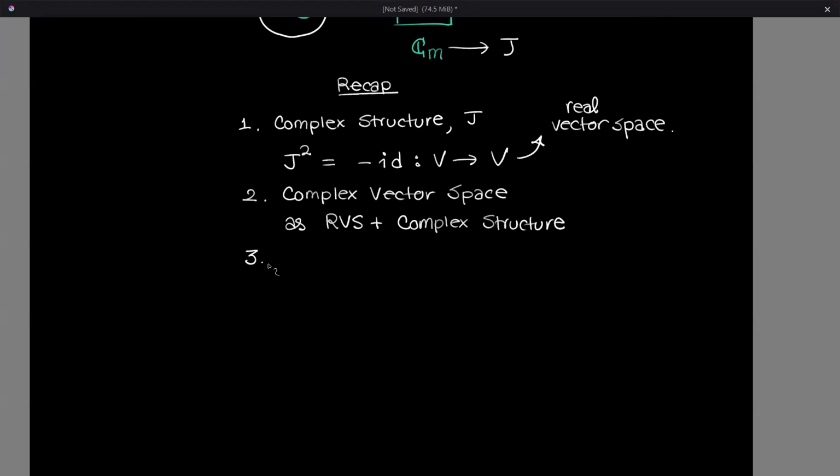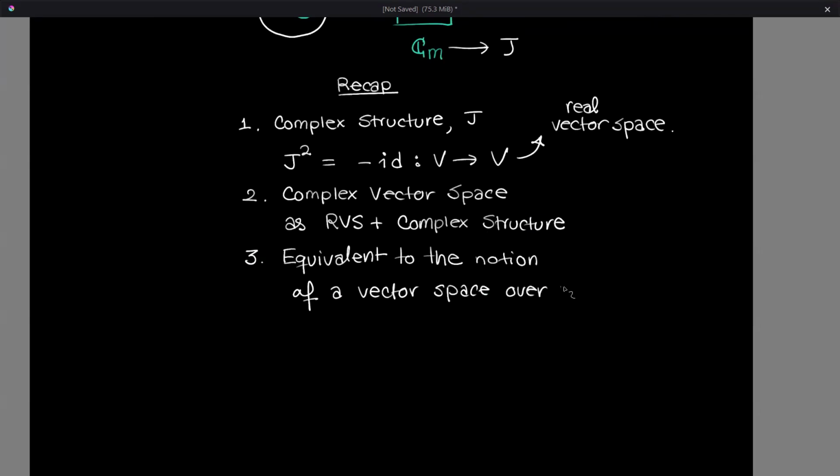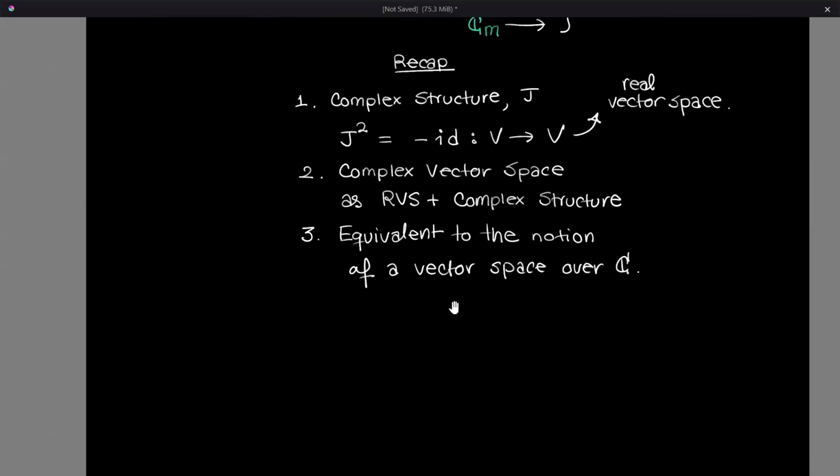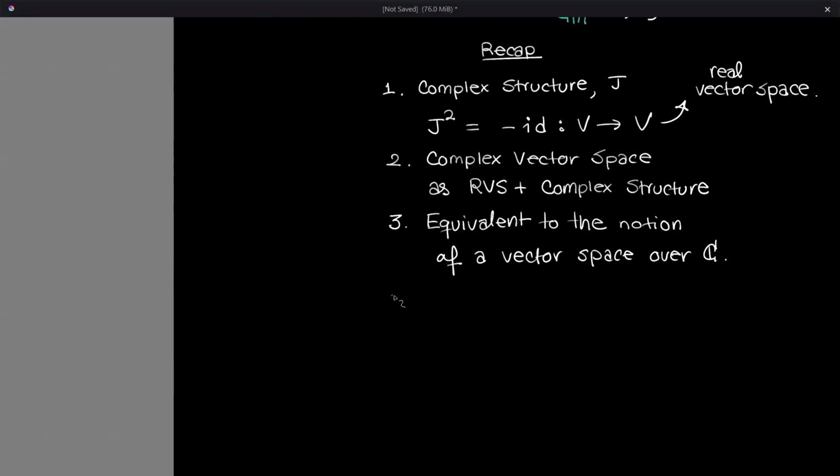And then thirdly, we showed that this definition of a complex vector space is equivalent to the notion of a vector space over C. And once we established that, we were looking at some interesting results on such spaces that have a complex structure.